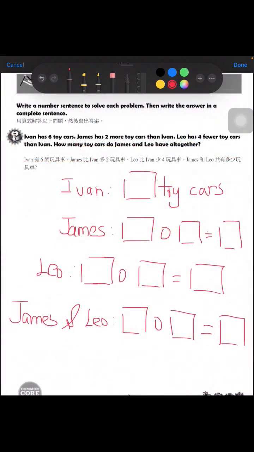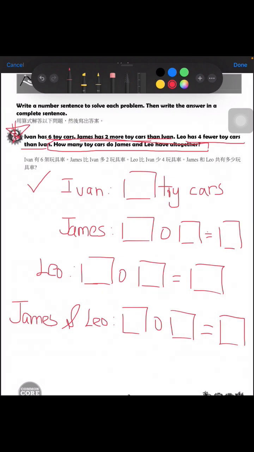Okay, now let's move on to the next page. Let's take a look at the owl question. Ivan has 6 toy cars. James has 2 more toy cars than Ivan. And Leo has 4 fewer toy cars than Ivan. So we are going to find how many toy cars do James and Leo have all together.